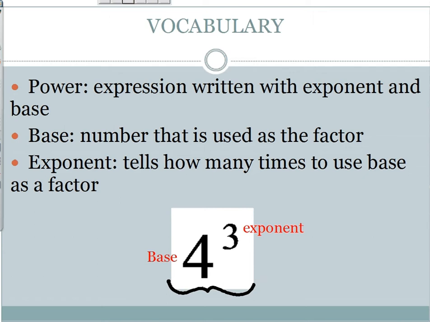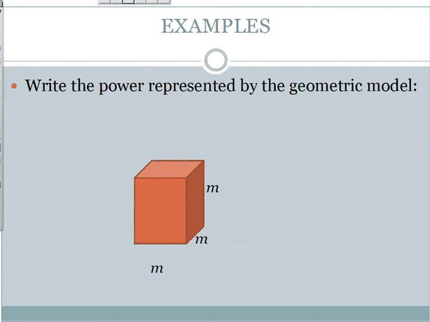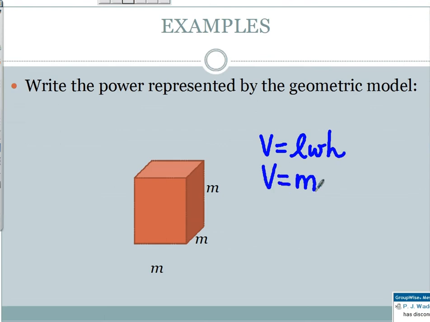Now I'm going to go ahead and move on to the next slide. Remember, you can always pause the video if you need more time to write down the definitions. In this problem, you're just going to write the power represented by the geometric model. This is a cube, and since volume is length times width times height, we're going to take each of those dimensions, which in this case are all m's, and then we're going to write it with the exponent instead. Since there's 3 m's, that would be m to the third power.